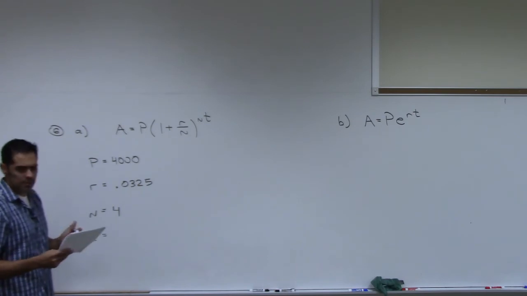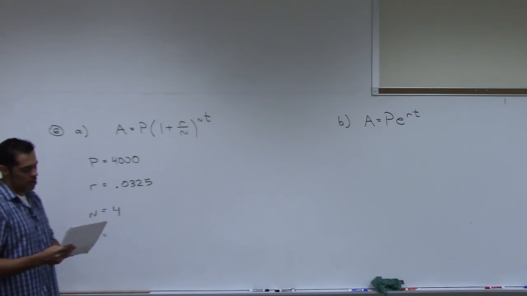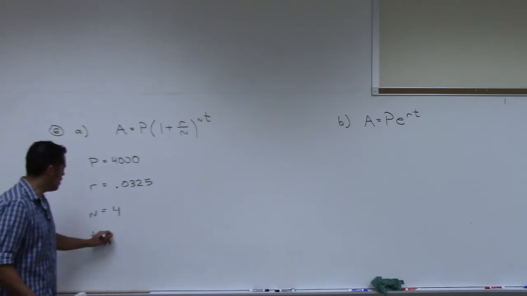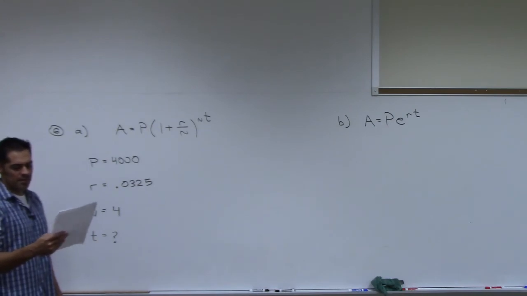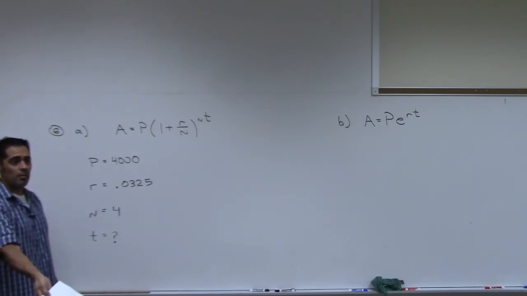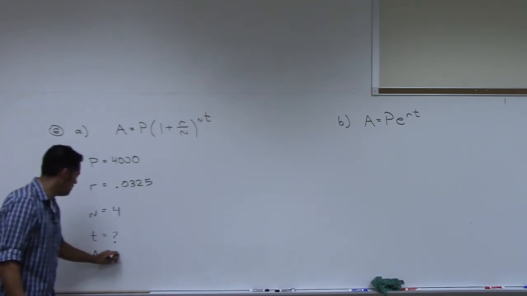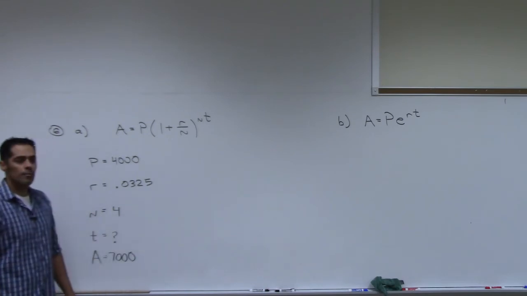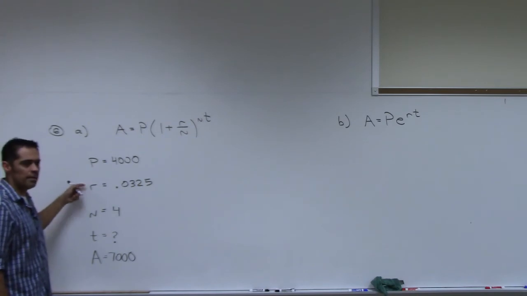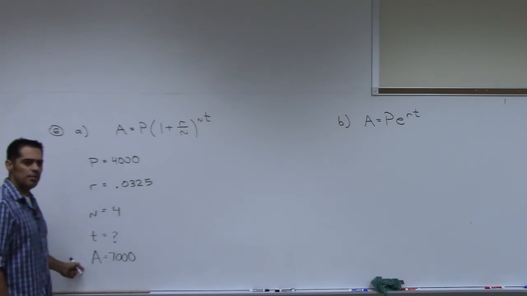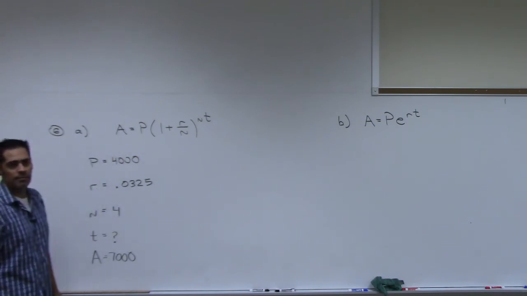And then do we know what t is? No, but look at the first few words. How long will it take, right? That means we want this, don't we? What's the only thing we have not used? The 7,000, right? That's the amount that we want at the end. So we actually know what A is. A is 7,000. We're going to start with 4,000 at this interest rate, compounded quarterly, and we want it to turn into 7,000, and we want to know how much time that's going to take. Here's the formula for that.